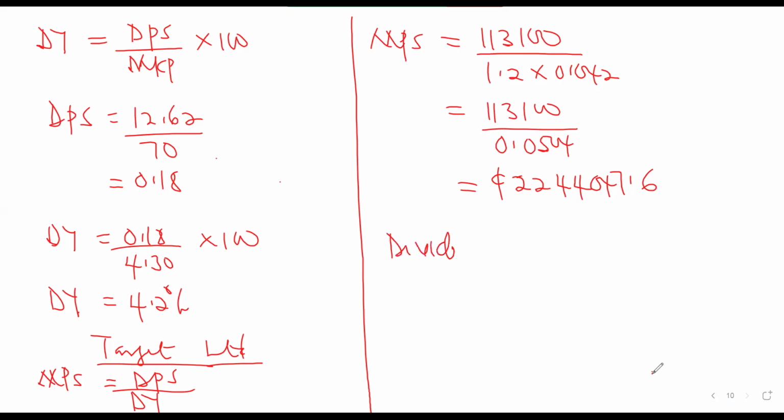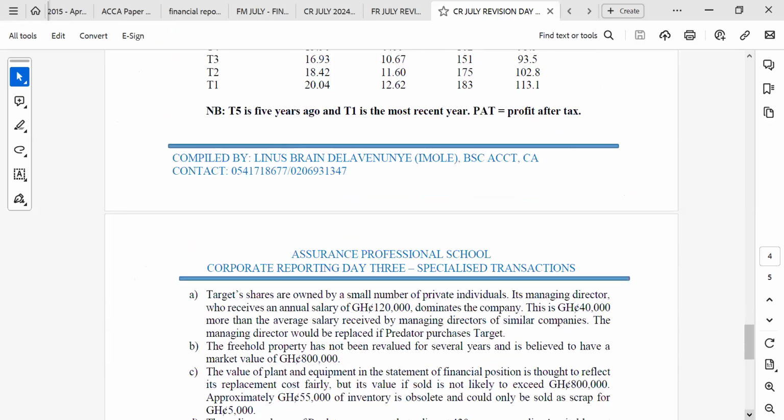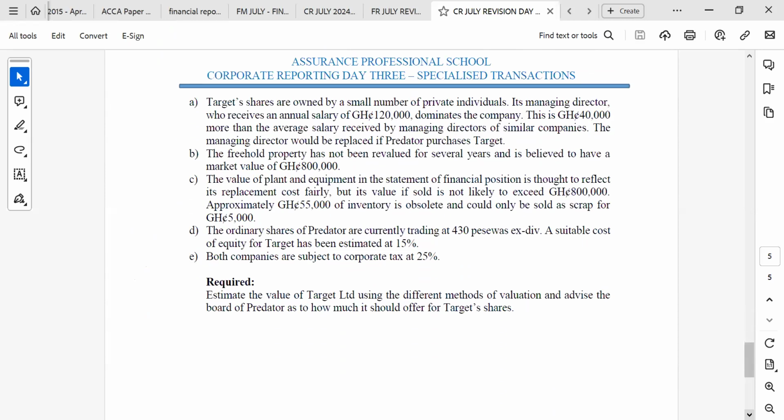You can also use dividend growth. For the dividend growth, you can see that you have been given the cost of equity of the target company. The ordinary shares of Predator are currently trading at 430 pesos. A suitable cost of equity for target has been estimated at what? 15%.